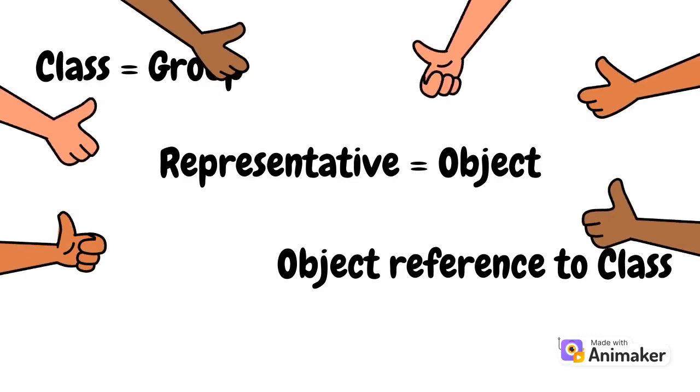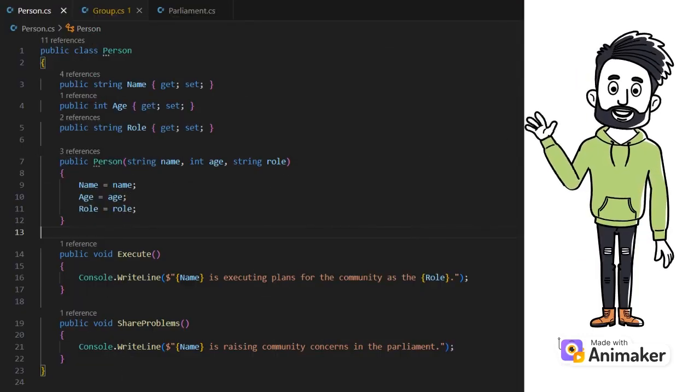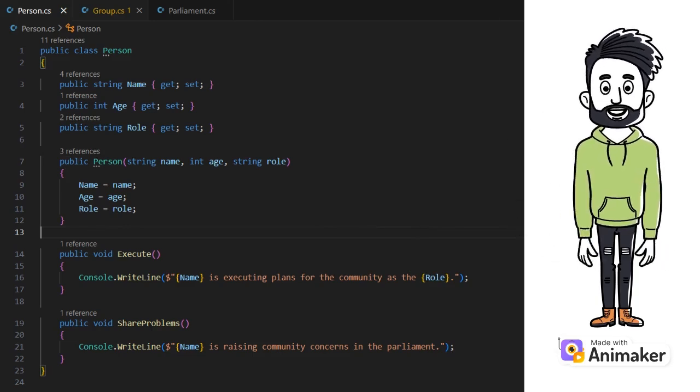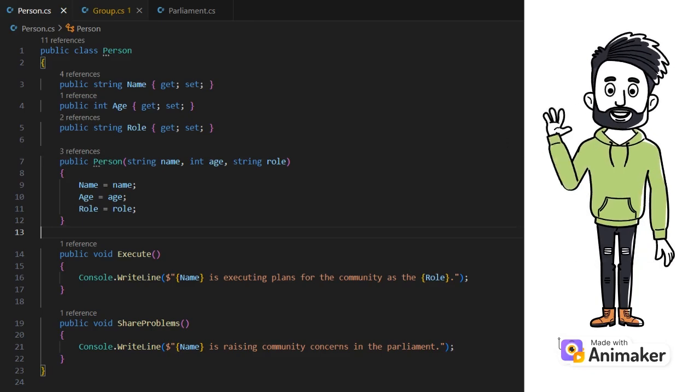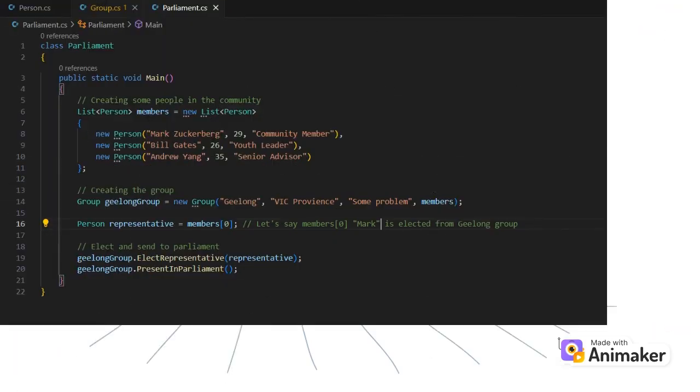From a real-life perspective, a class is nothing but a group of related attributes and actions. Like a group of people, an object is nothing but a representative of that class, someone who refers back to their group and acts on its behalf. You can look at the class person with shared basic features. Then there's a class group which holds a list of persons, because one group can have many people. In the Parliament class, which contains many groups, from each group we create an object. Let's say the elected person who represents that group represents the class and executes.